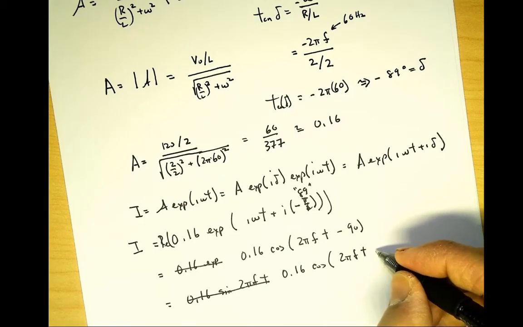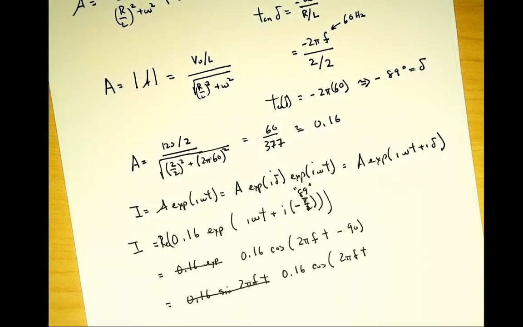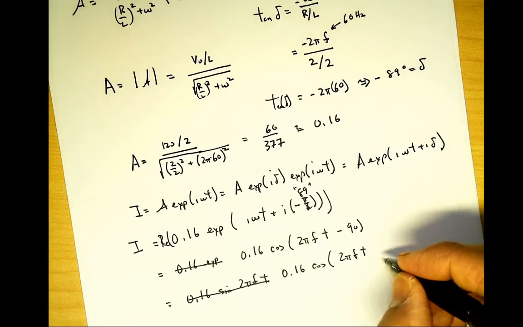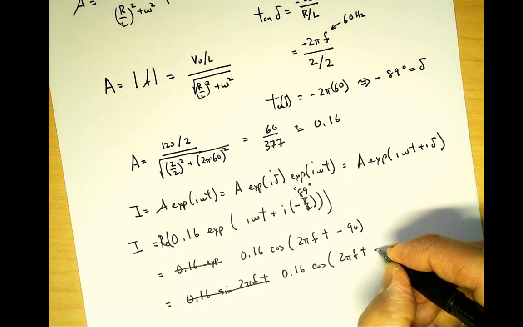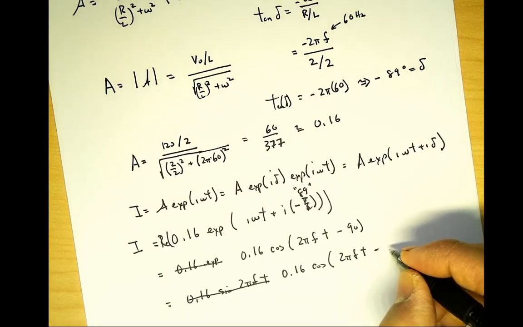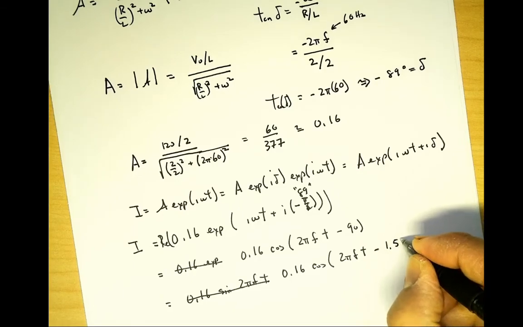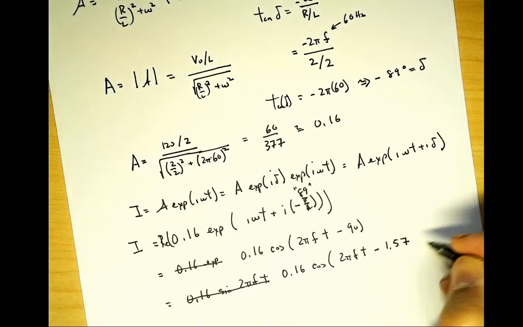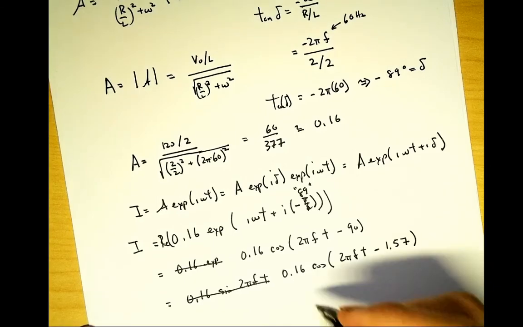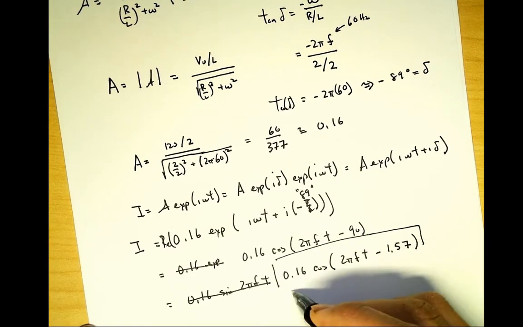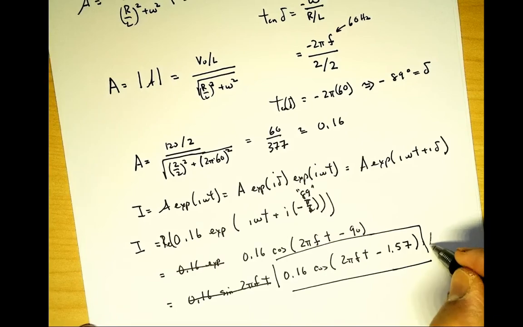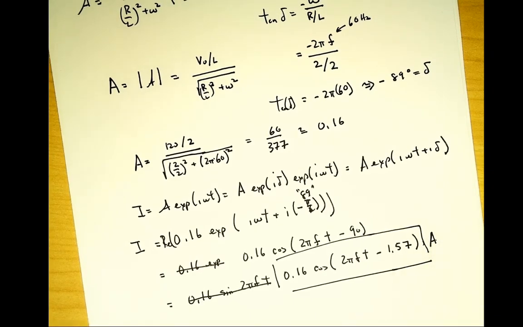And if you want to do it right, you have to convert the 89 degrees to radians. So this is actually basically minus, I have this as 1.57, right? It's close to that. All right. And so basically that is the answer. And of course you want to do it right: this is in amps. All right. That's it.